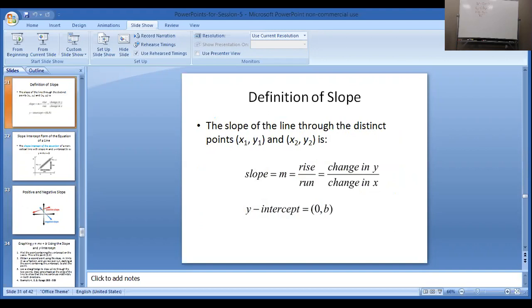Slope is very important for graphing. Slope basically means rise over run, the change in y over the change in x for two different points. In other words, for a slope, the change in y would be y2 minus y1 over x2 minus x1. Do you follow me?